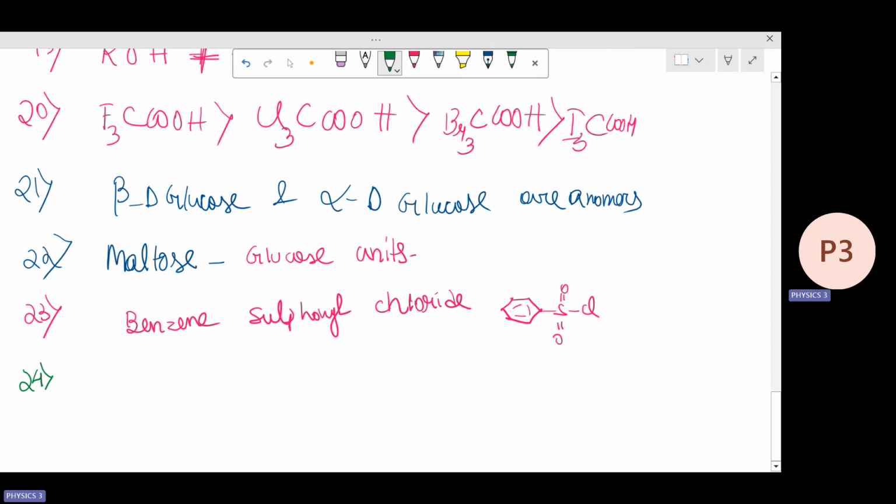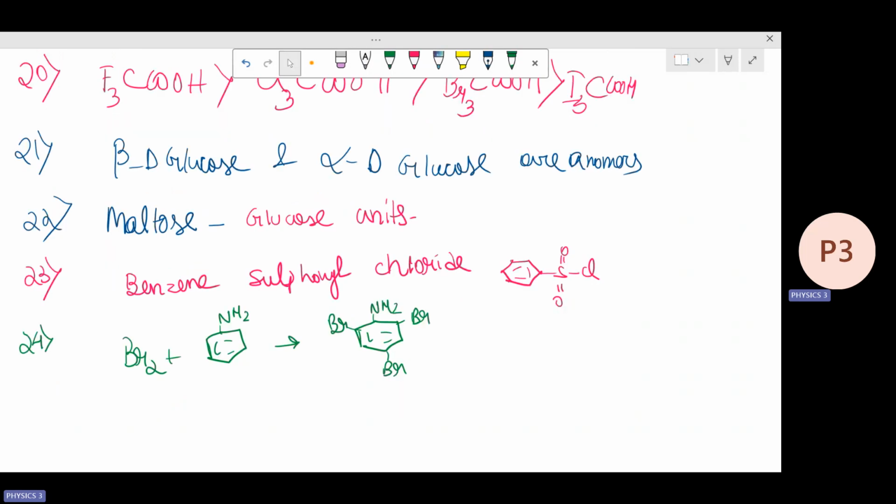Now question number 24, bromine water reacts with aniline. So if we add Br2 plus aniline, what are we going to get? We are going to get tribromoaniline, which will look like this. It will be called 2,4,6 tribromoaniline, which is the product of bromine water and aniline.